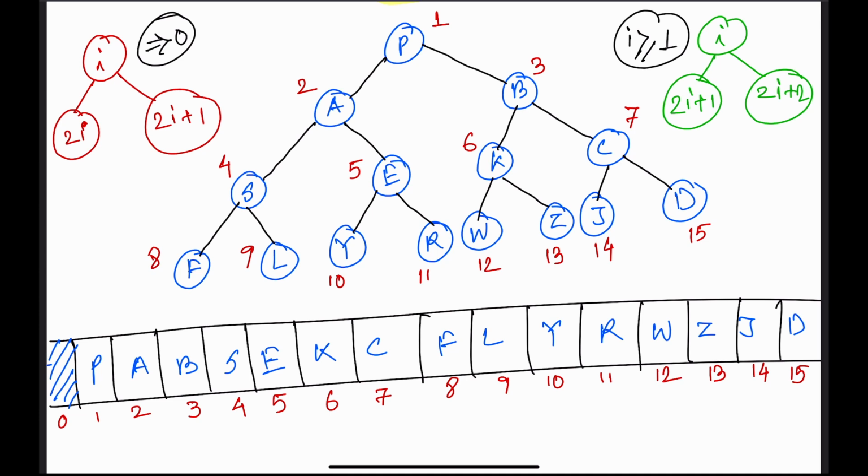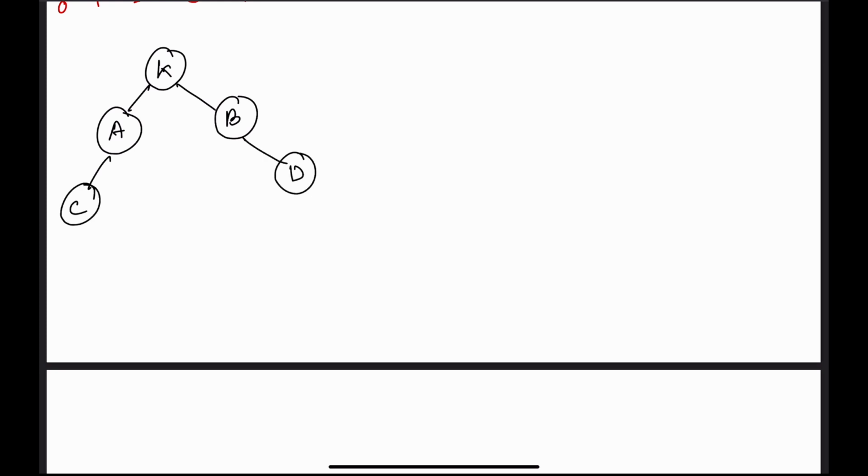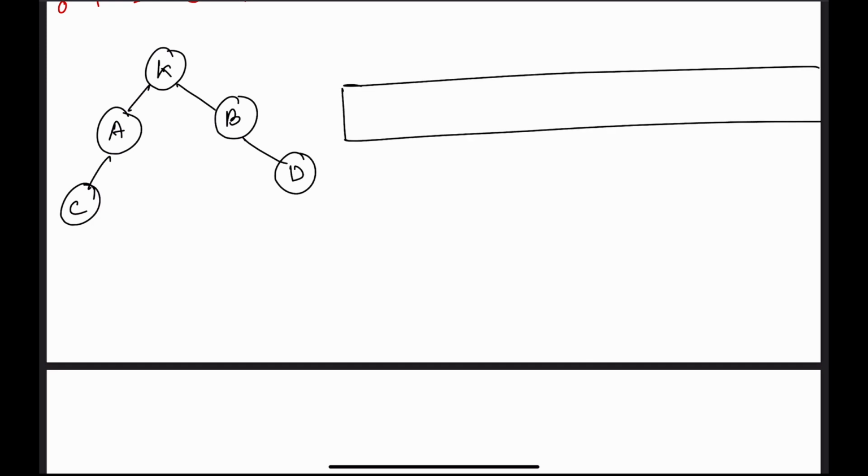Now, there are some questions that might come. Like, what will we do if any node is missing? For example, if I give an example here like K, then A, then B, then C, and then D. Now how will the representation be done? Obviously 1, 2, 3 levels, so 2 to the power 3 minus 1, which is 7. So obviously 8 would be there. That would be the array: 0, 1, 2, 3, 4, 5, 6 and 7.